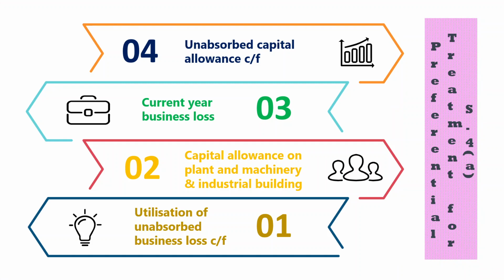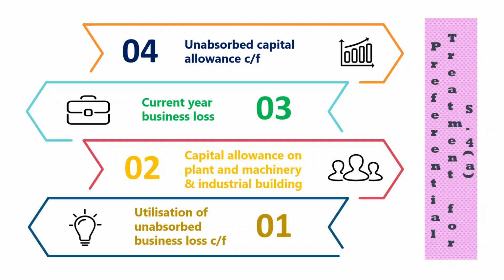These are the special treatments given to business income. For business income, there are two things that it can benefit. Number one is losses. Number two is capital allowance, which is incurred due to assets or capital expenditure that they already incurred in the beginning.